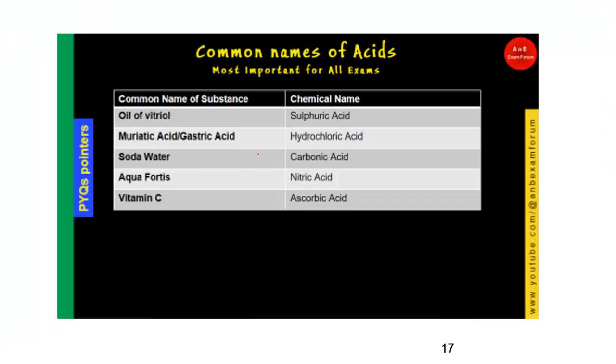If you want to know the other names, you can have a look at this particular slide. Oil of vitriol is known as sulfuric acid. This is important. Oil of vitriol is sulfuric acid, whereas muriatic acid, gastric acid, is HCl. Soda water is carbonic acid. Aqua fortis is nitric acid, and vitamin C is ascorbic acid. So these are the common names of the acids which are generally asked in the exams.